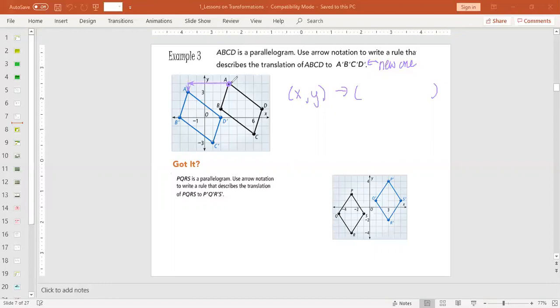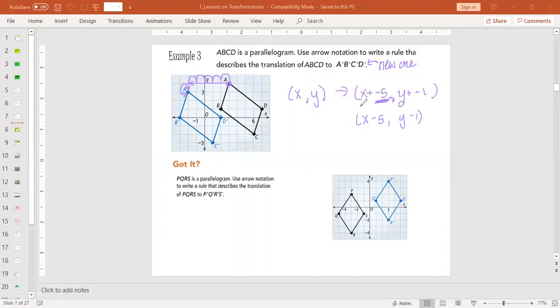So how many did I go left? I went left 1, 2, 3, 4, 5 times. So that's going to be X plus a negative 5, because I went left 5 times. That's X plus a negative 5. I went down 1 time, so that's going to be Y plus a negative 1. Or if you want to write it as X minus 5, Y minus 1, that is fine as well.